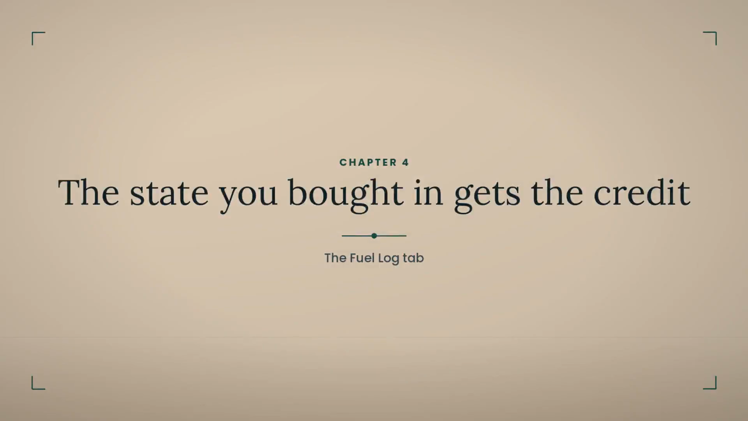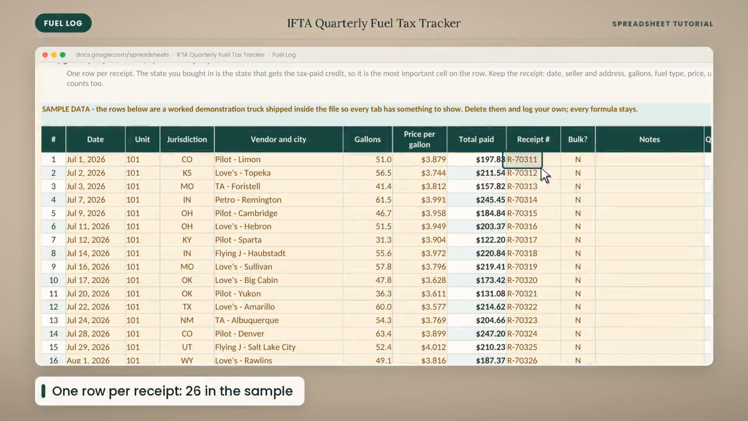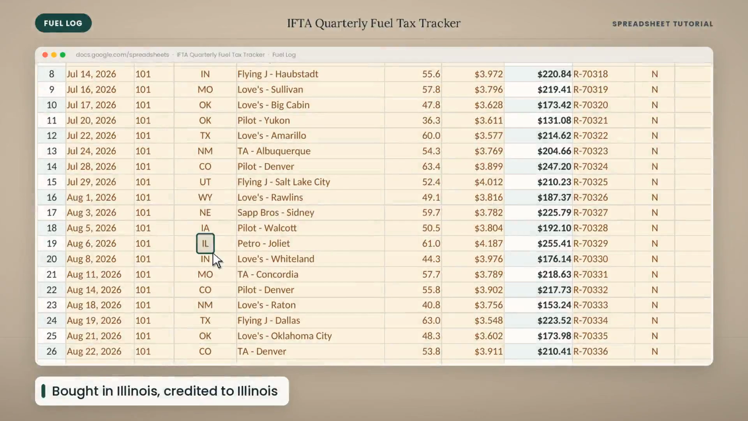Chapter 4. The state you bought in gets the credit. The fuel log is 1 row per receipt: date, state, vendor, gallons, price, and the receipt number. The sample carries 26 receipts, 1,351.5 gallons. The state you bought in is the most important cell on the row. This Illinois receipt, 61 gallons at Petro in Joliet, becomes a tax-paid credit on the Illinois line of the return.